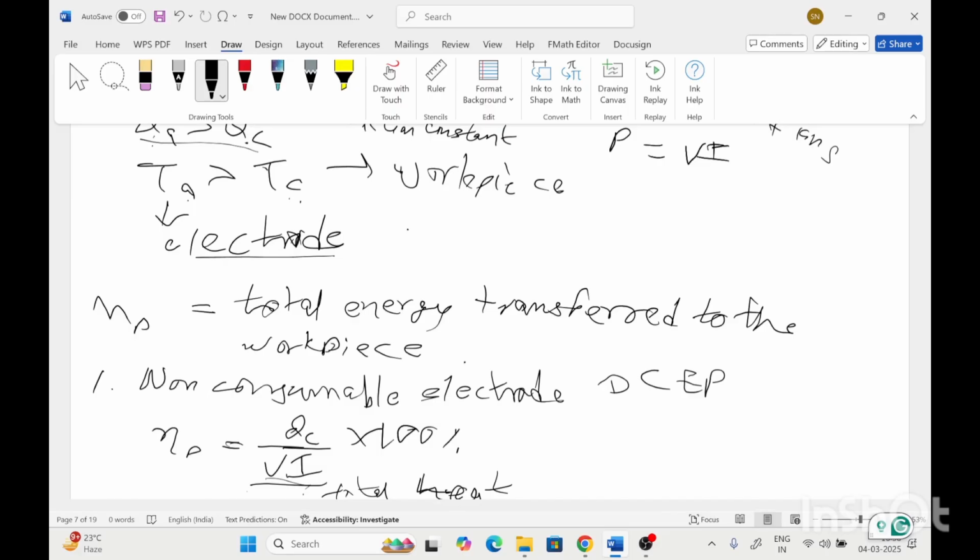If we write the term for the heat input, it is eta p VI divided by S. Here VI is the power, eta p is the heat efficiency, and S is the welding speed.